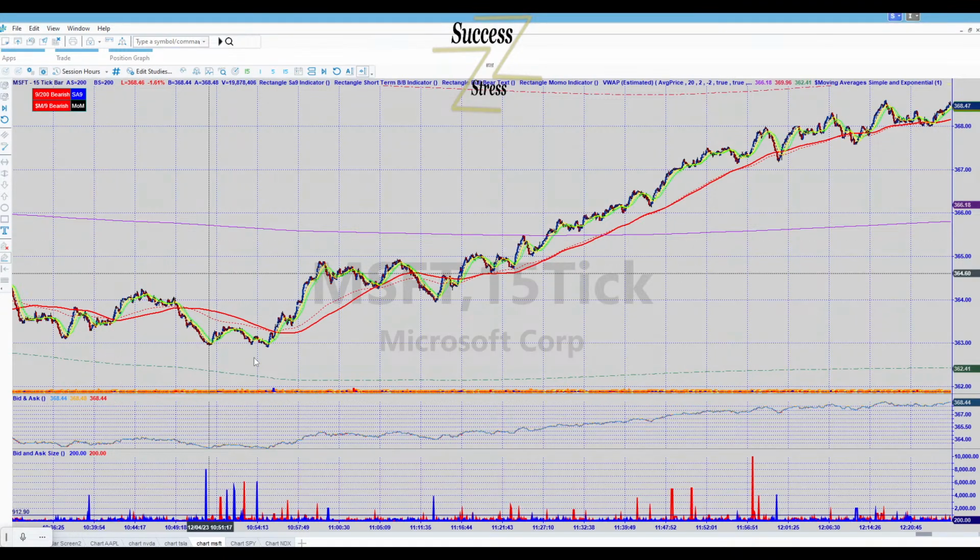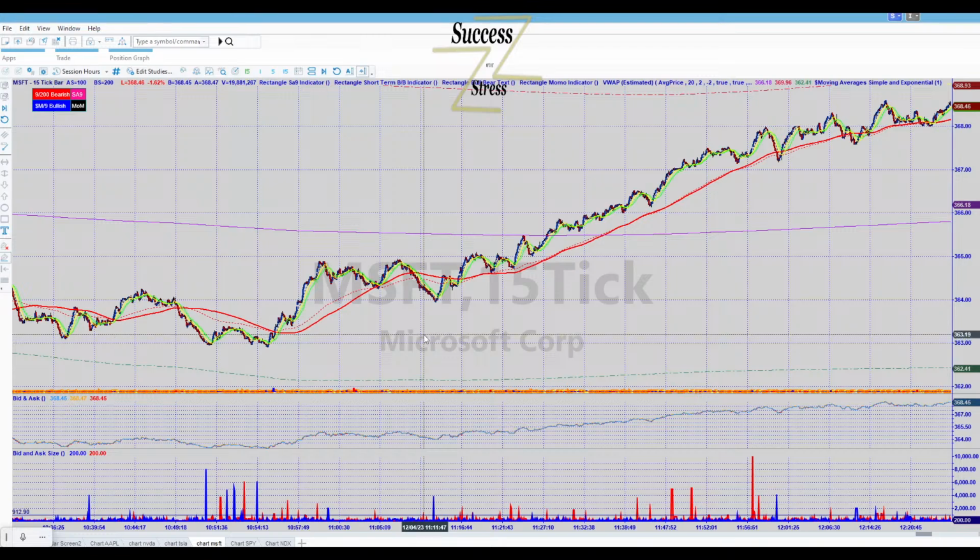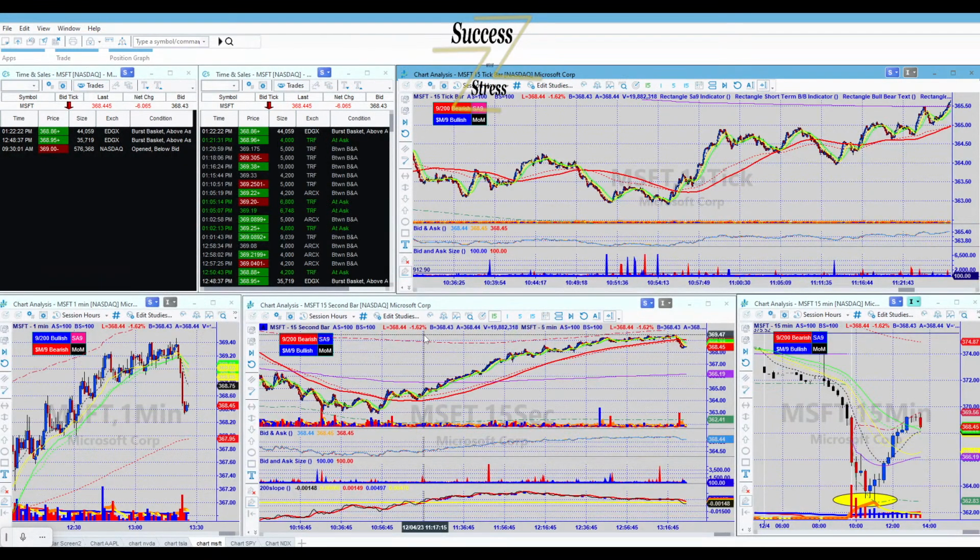1157. Now at this point, the rest of the market already kind of retraced. I think it was around 1140 or so. And maybe that's why it didn't, because it looks like Microsoft probably took off before the rest of the market did.